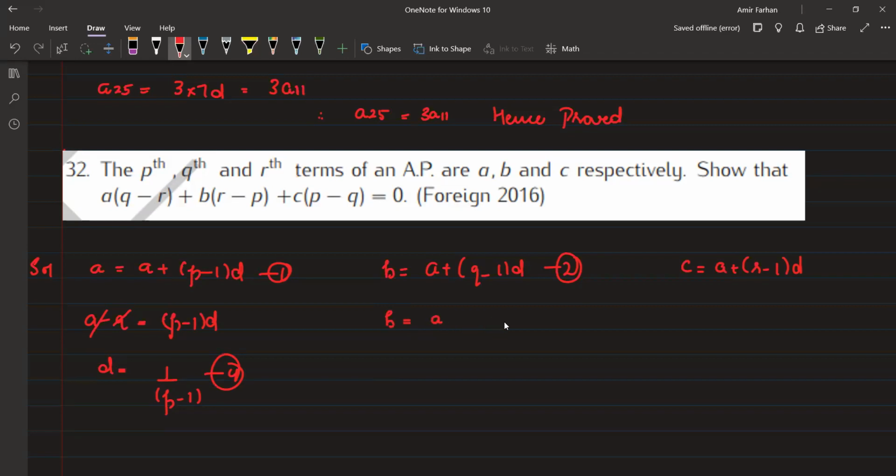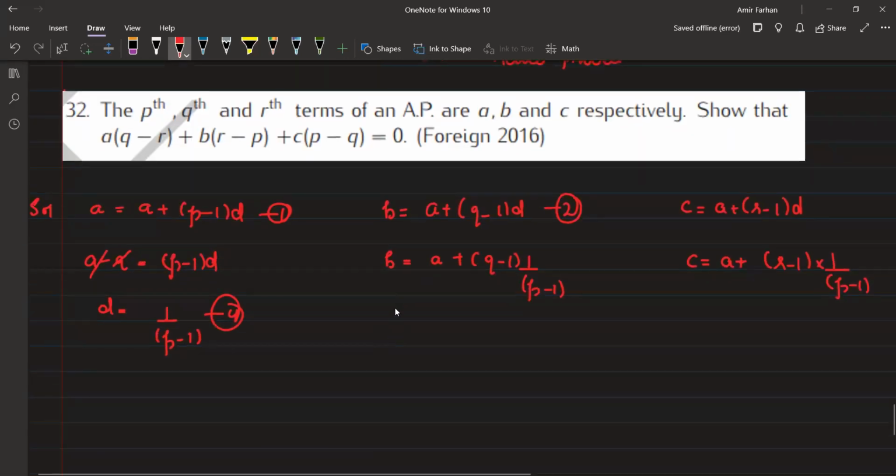Yes. b is equal to a plus (q minus 1) into d, which is 1 by p minus 1. Similarly here, a plus (r minus 1) into 1 by p minus 1. So b is equal to a, and you can take the LCM. If you take the LCM, p minus 1 will be multiplied with a plus q minus 1, divided by p minus 1. Is this step clear to you, Zainab? Yes, sir.